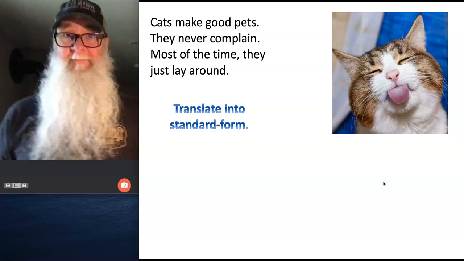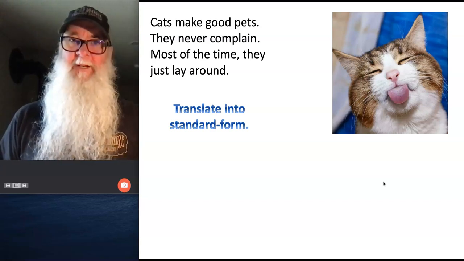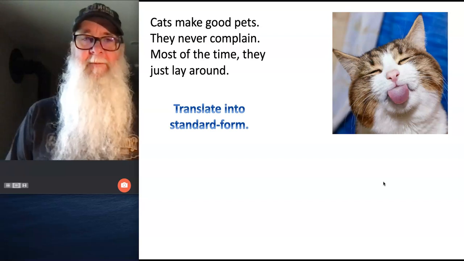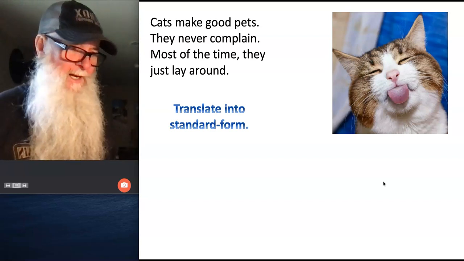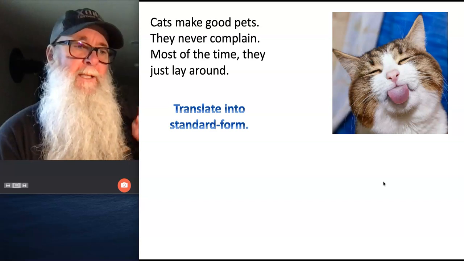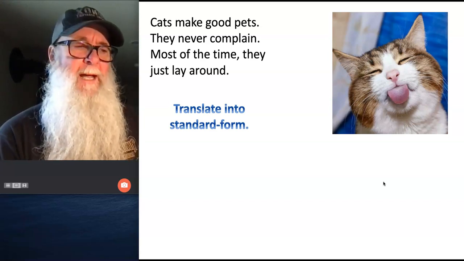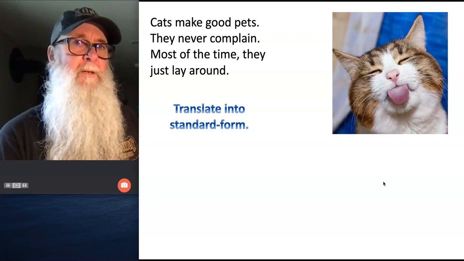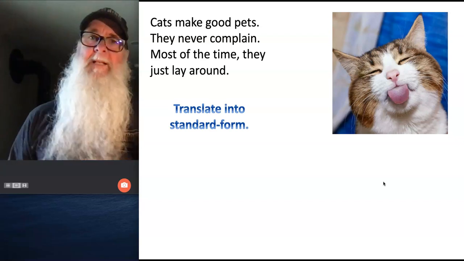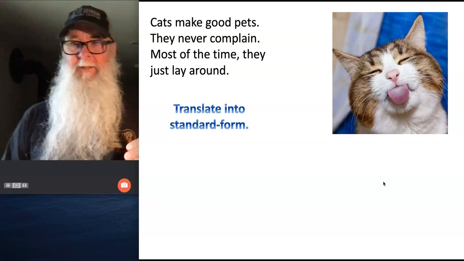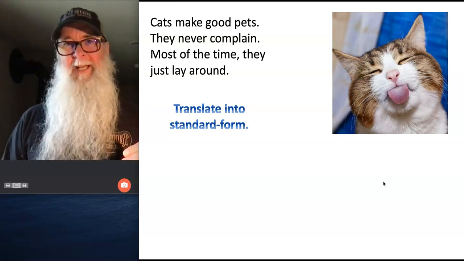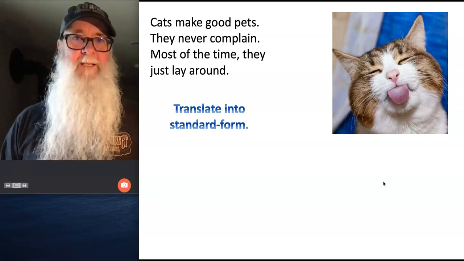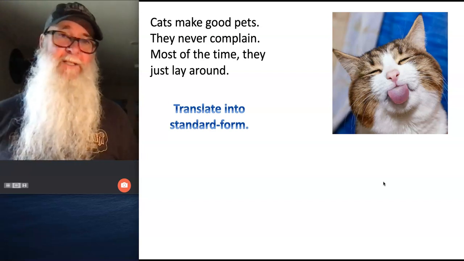This one's trickier. Looks simpler, but it's actually trickier. Cats make good pets. They never complain. Most of the time, they just lay around. Now, there's a couple things that make this trickier than the last one. One is, in that first statement, how many cats are being referred to? Is this going to be an all, no, or some statement? And what makes the next two statements even trickier than that is that they involve time, right? They never complain. Most of the time, they just lay around.